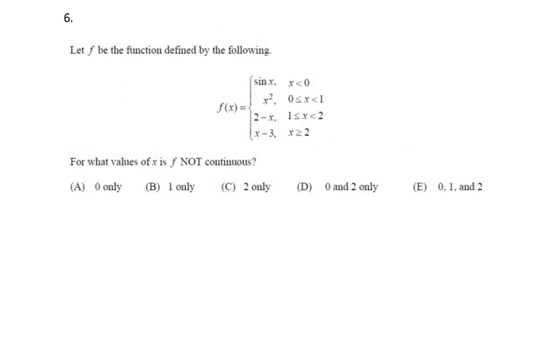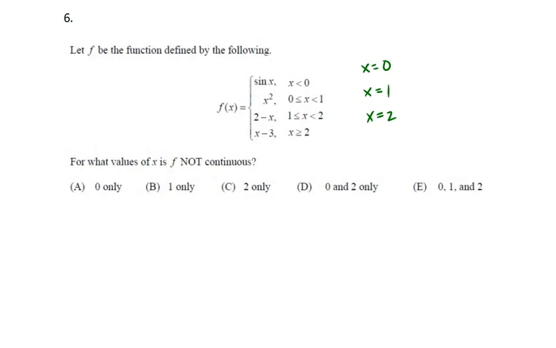In problem 6, we're asked if f is the function defined by the following, for what values of x is f not continuous? The first thing you want to see is that each of these branches in and of themselves are always continuous. The only places we might have problems is where two different branches hopefully come together. If they don't, then the function will not be continuous there. So there are 3 places that we need to check. There are 4 branches, but 3 places we need to check.